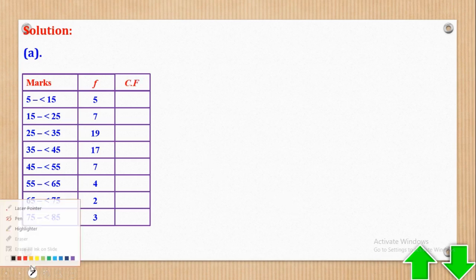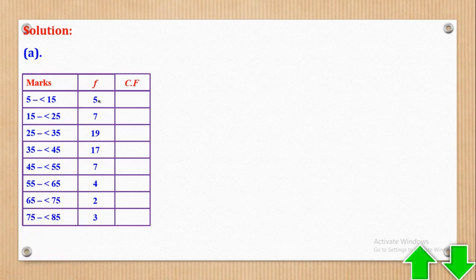For that one, you keep on adding. We shall start with this 5 here, put it there. Then this 5 plus this gives you 12. Then this 12 plus this gives you 31. 31 plus this gives you 48. 48 plus this gives you 55. 55 plus this gives you 59. 59 plus this gives you 61. 61 plus this gives you 64.